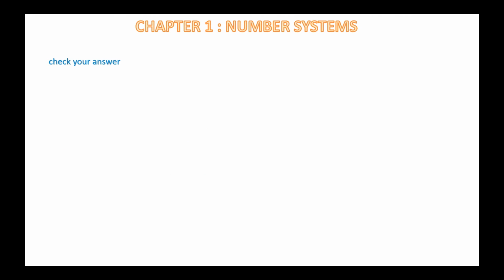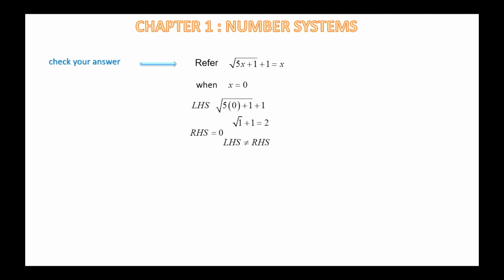Check your answer. Substitute into original equation, and then compare left and right side. When x equals 0, from left hand side, root 5 times 0 plus 1, and plus 1. Calculate, we get equals 2. From right hand side, we get equals 0. So left hand side not equal right hand side. So x equals 0 not the answer.